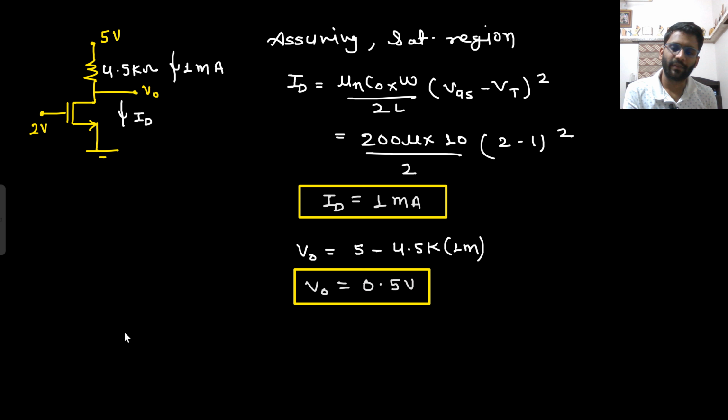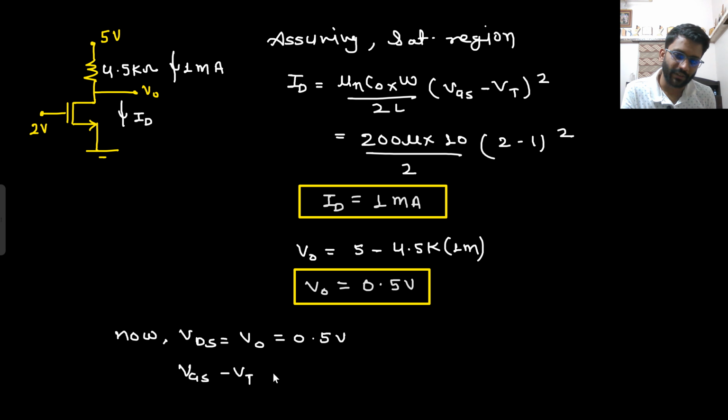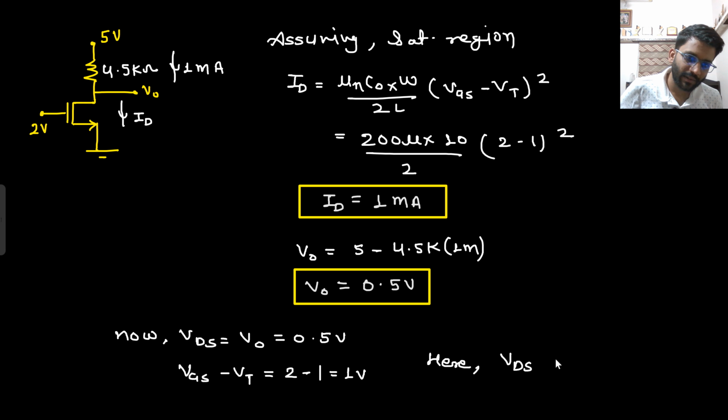Now what will be the value of VDS? VDS, drain to source, will be V naught only, and that is equal to 0.5 volt. What is VGS minus VT? VGS is 2 minus VT is 1, that is 1 volt. Now what do you see here? Here VDS is less than VGS minus VT.